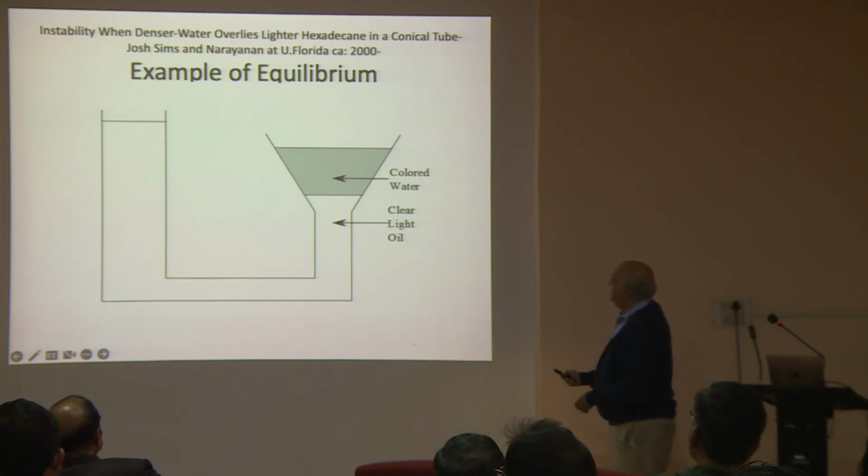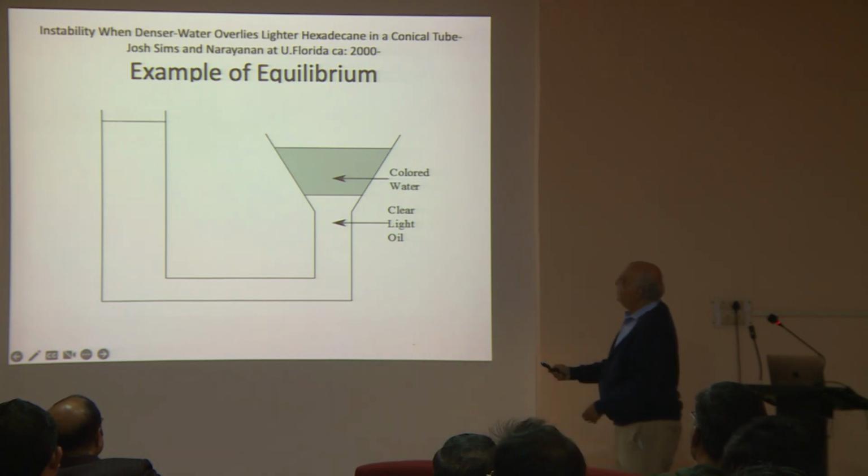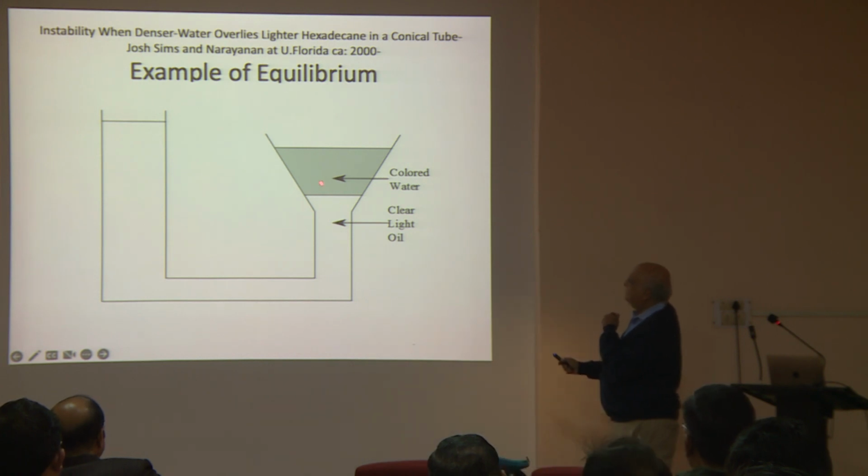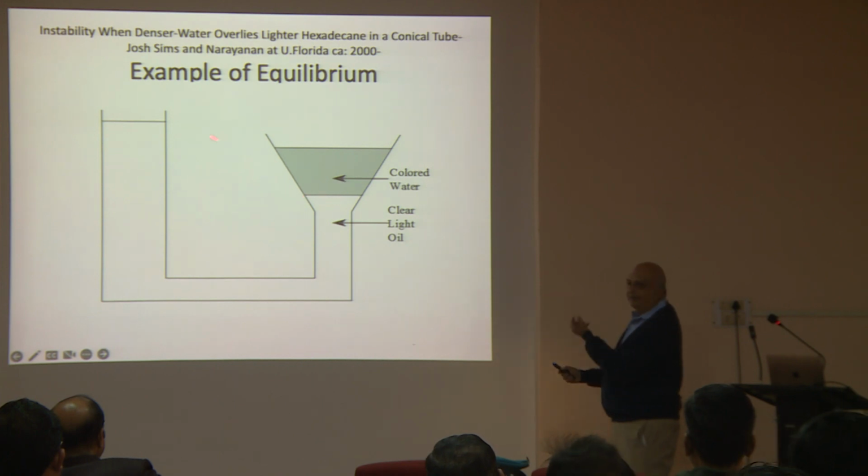So he put a conical section here, and he had light oil. So what he did was he kept adding oil here, and of course above this oil he had water, colored water. I'm going to show you the experiment. So as he adds oil here, this interface becomes wider and wider. This bottom interface goes wider and wider. The water is heavier than the oil.